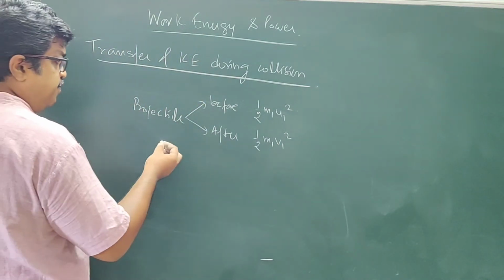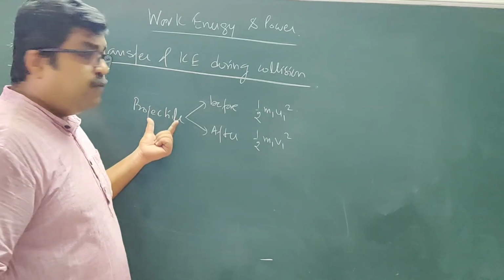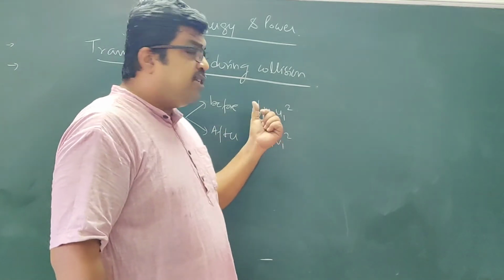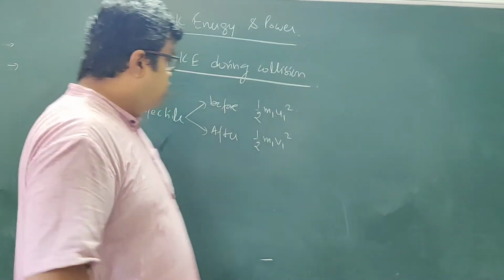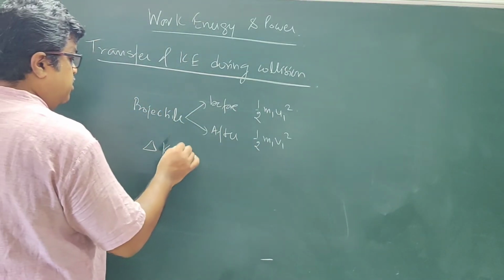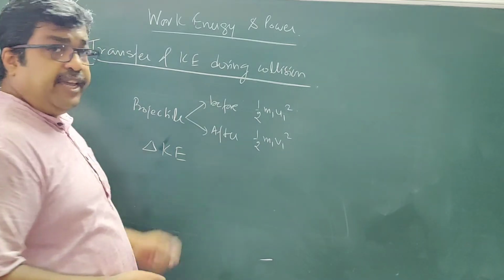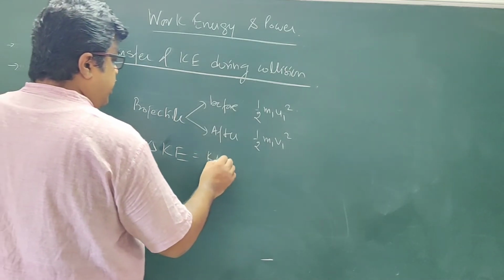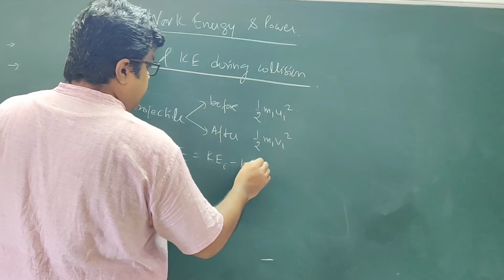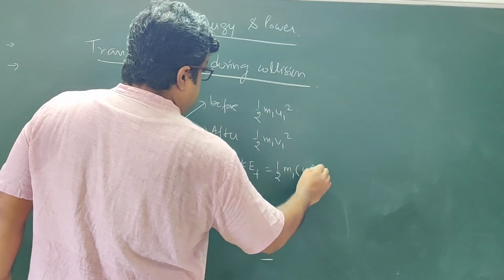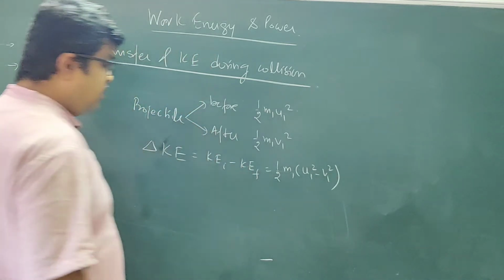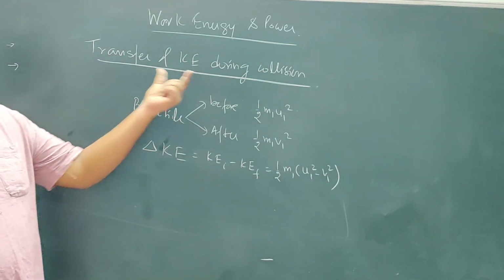So for this projectile, before collision the kinetic energy is half m1 u1 square. After collision it is half m1 v1 square. So what is the amount that is transferred? Delta KE. That is KE initial minus KE final. So that is half m1 times u1 square minus v1 square. This is the amount of kinetic energy that is transferred.